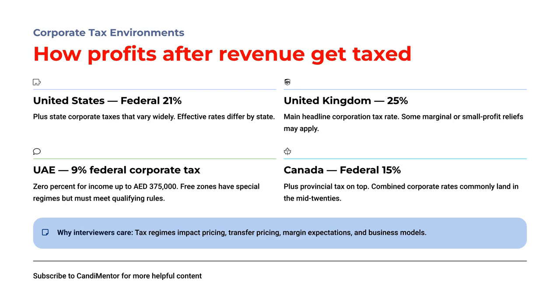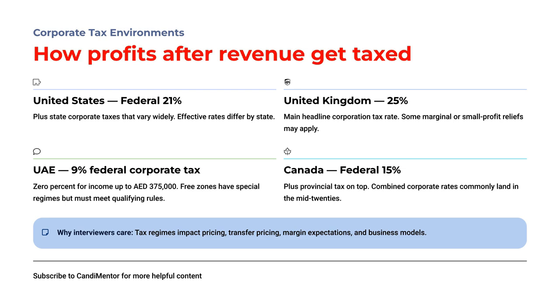United States, federal 21%, plus state corporate taxes that vary widely. Effective rates differ by state. United Kingdom, 25%. Main headline corporation tax rate. Some marginal or small profit reliefs may apply. UAE, 9% federal corporate tax. 0% for income up to AED 375,000. Free zones have special regimes but must meet qualifying rules.